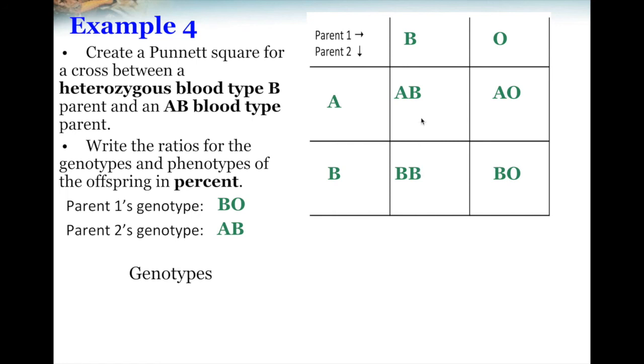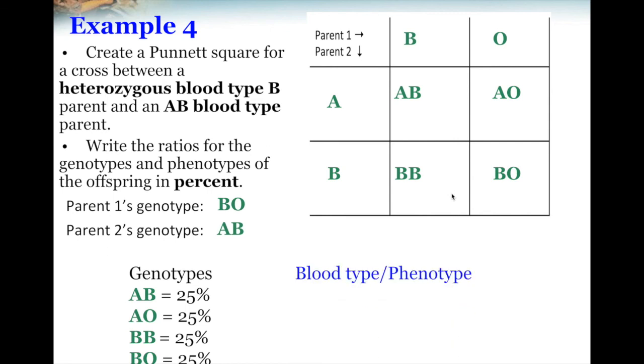Now here I have all of the 4 genotypes are all different. I don't see any duplicates. So we're going to just list them out. AB happens 25%, AO 25%, BB and BO both 25%. What are the blood types or phenotypes? Okay, well AB, that represents AB blood. And I only see that in one of the 4 boxes, or since we're in percent, 25%.